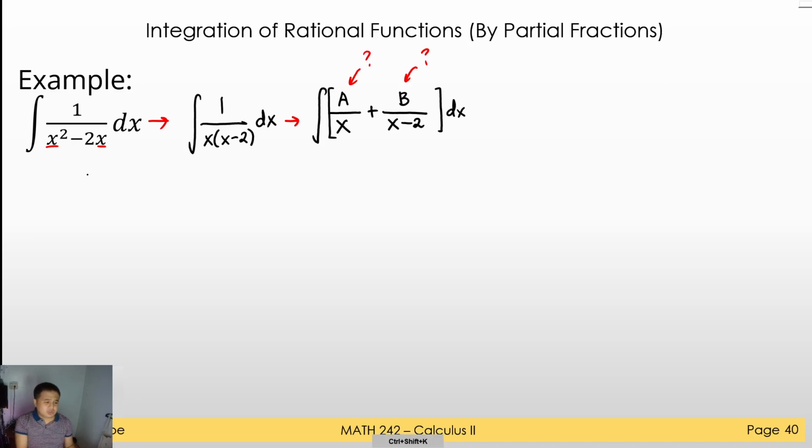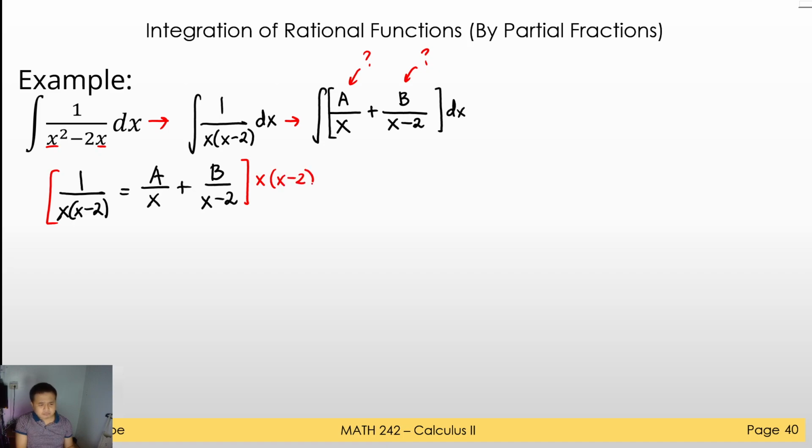Okay, so how do we solve that now? We can have an equation here that equates these two expressions, since these two are equal. And then what we should do here is multiply this by x times x minus 2, which is actually your LCD as well. Simplifying this, we have 1 here, and then multiply this by this. So the x will cancel out, and we have here a times x minus 2, and then plus, this will cancel out here, so we have only bx.